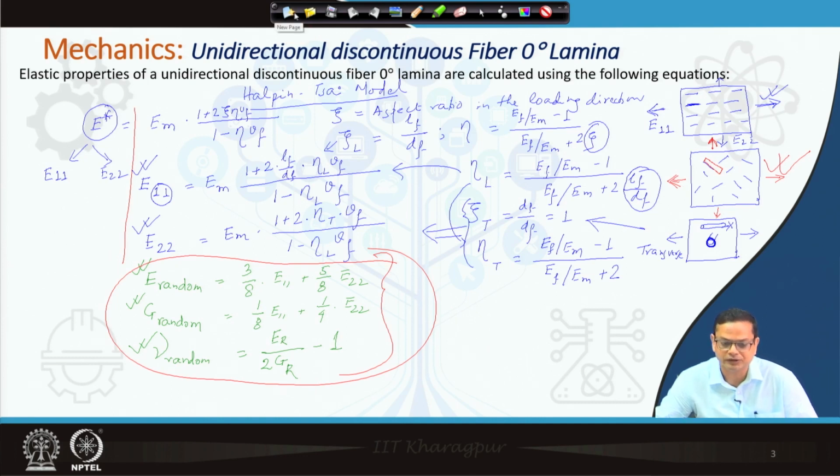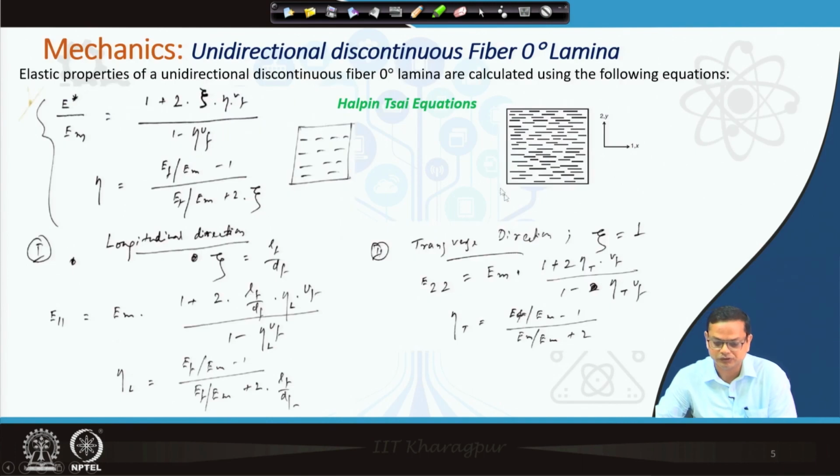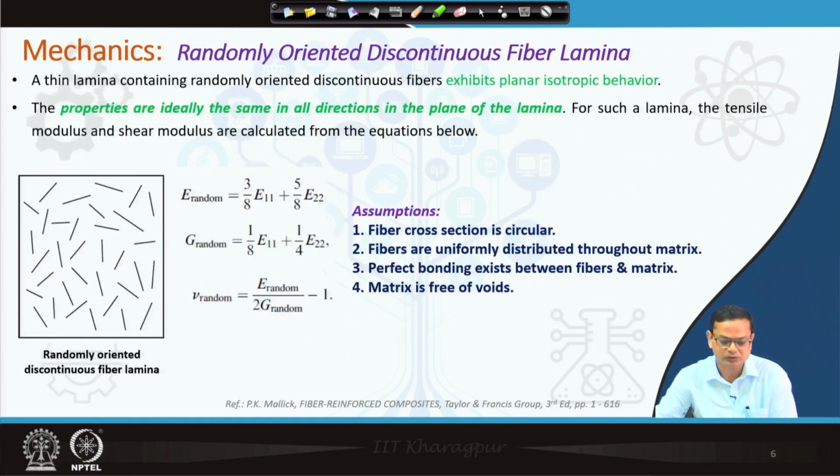Now let us go into certain problems and we will see how to solve those problems. I have provided all these equations in the slides, so you can have a look at these equations. And then I have talked about these 3 equations which you can apply to find out the value of elastic modulus, shear modulus and Poisson's ratio when the distribution of fiber is random.